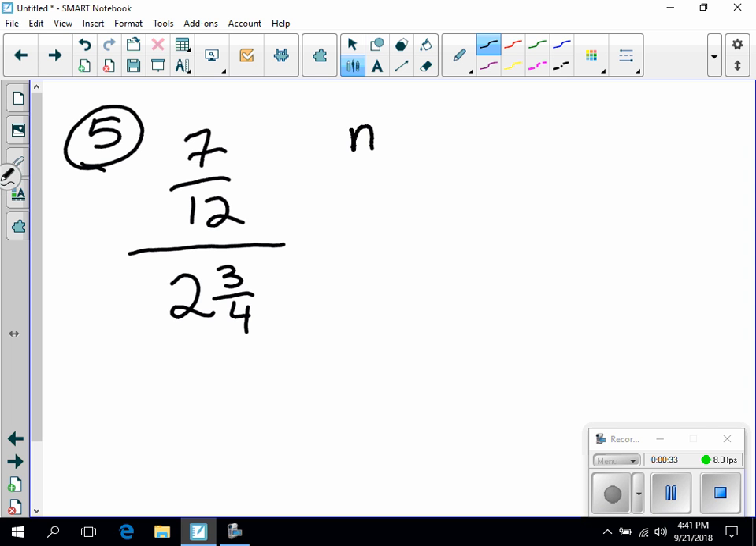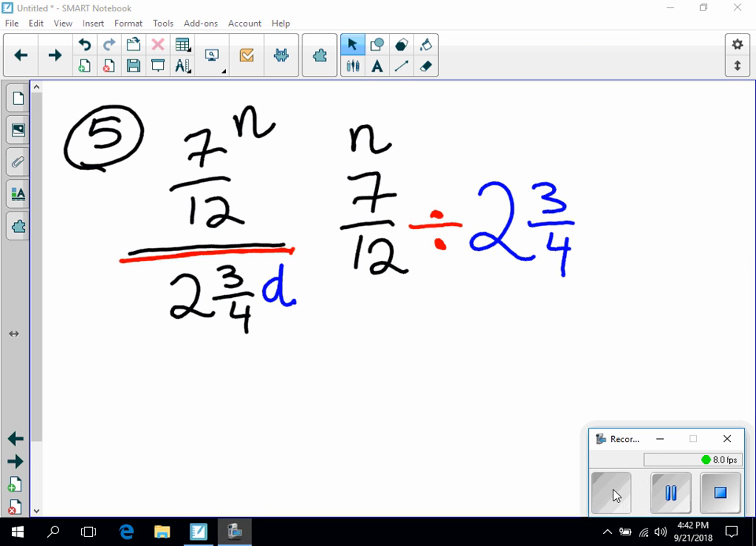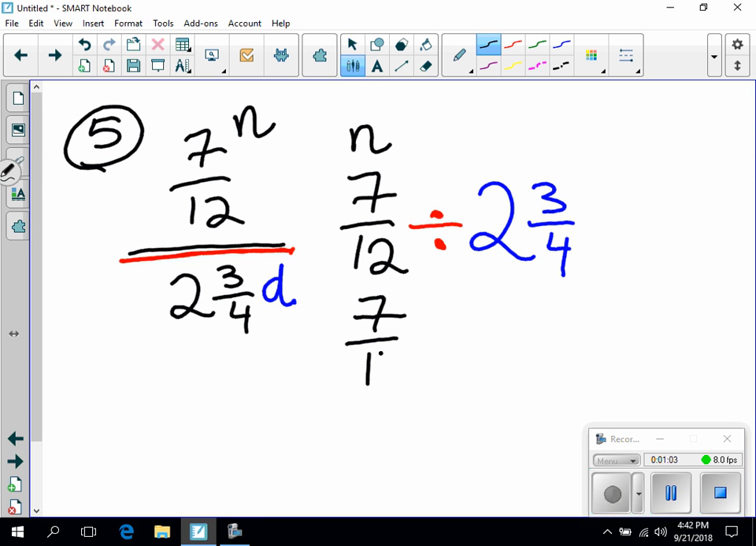So I record the numerator first, 7/12, exactly as it was written over here. Next, I record the denominator exactly as it was written originally, 2 3/4. The next step is to change the fraction bar division symbol to a regular division symbol. From here, we're going to rewrite the 7/12. We're going to rewrite the division symbol, and this is something new.